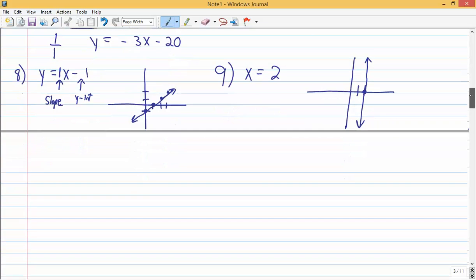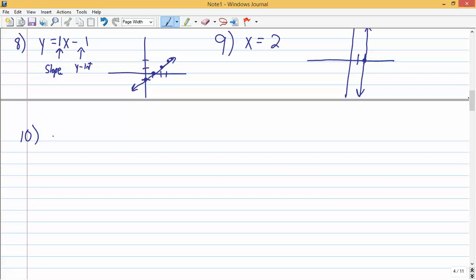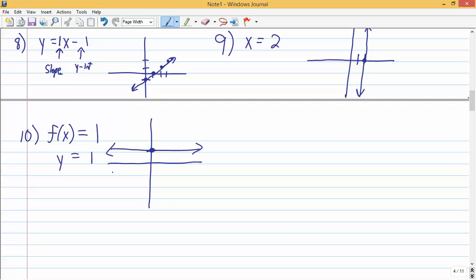Number 10, graph f of x equals 1. That's the same thing as y equals 1. If you have y equals 1, you go to where y is positive 1, that would be right here, and you draw a horizontal line through there. So that's the graph of y equals 1, or f of x equals 1.